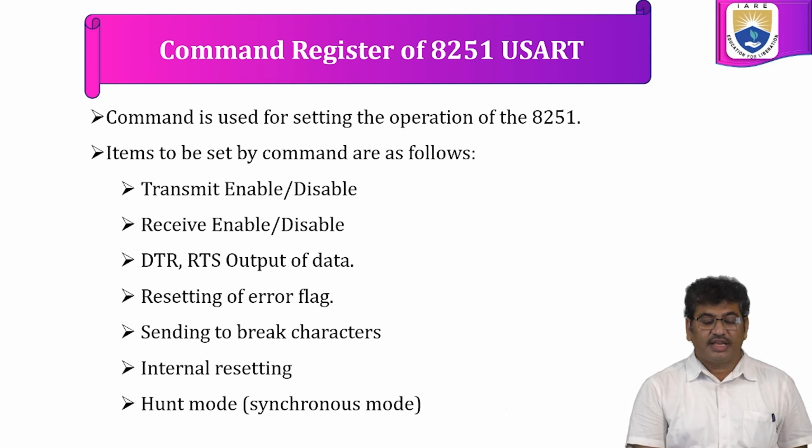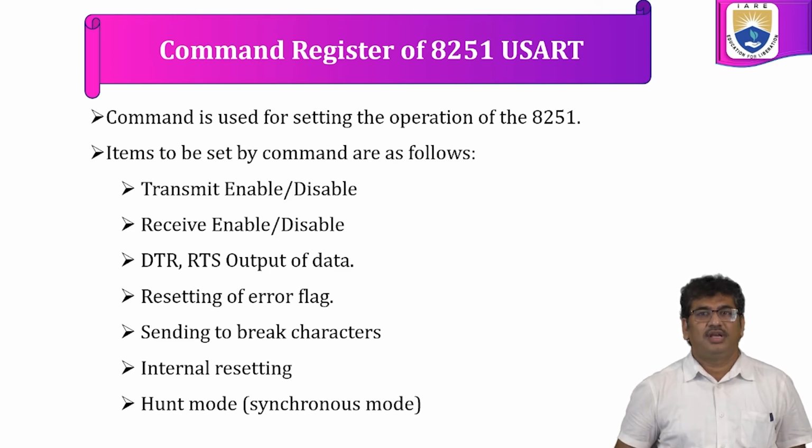The next register is the command register of 8251 USART. Command register is used for setting the operation of 8251. The items to be set by a command register are as follows. Transmit, enable or disable. Receive, enable or disable. DTR, RTS, output of data. Resetting of error flags. Sending break characters. Internal resetting. The last one is hunt mode, and it is used for synchronous mode.